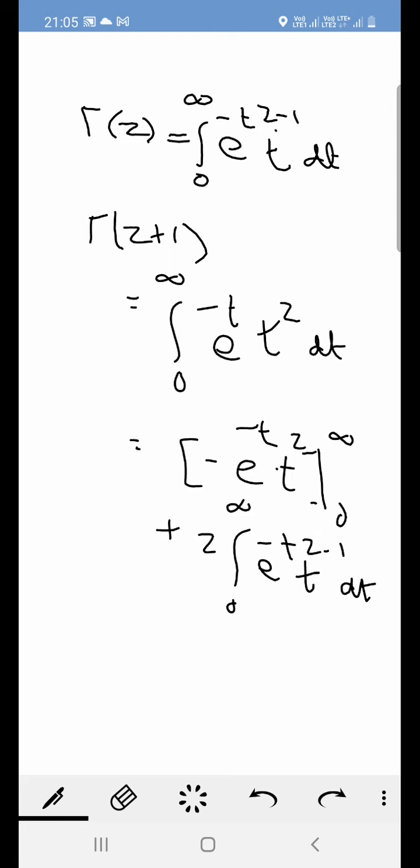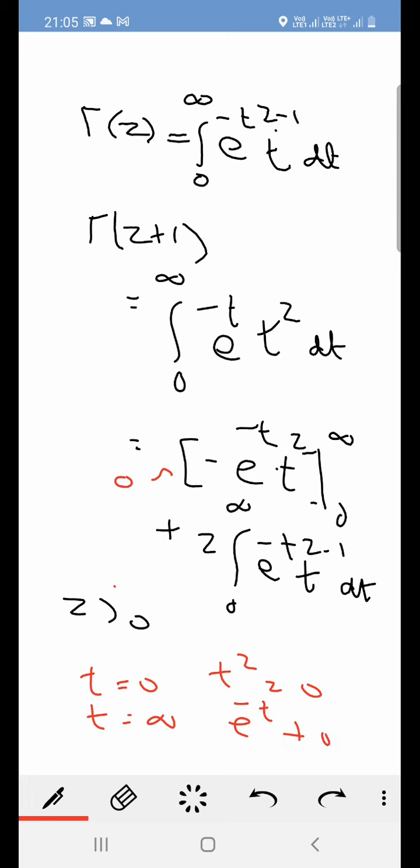Now given the restriction of z greater than or equal to 0 for the integer form of the factorial function, it can be seen that the first term of the above expression goes to 0. So this term will be equal to 0. When t is equal to 0, t to the power z will be equal to 0, and when t is equal to infinity, e to the power minus t tends to 0. In both cases we are getting a 0 value. So the first term cancels out, and we are left with the second term.